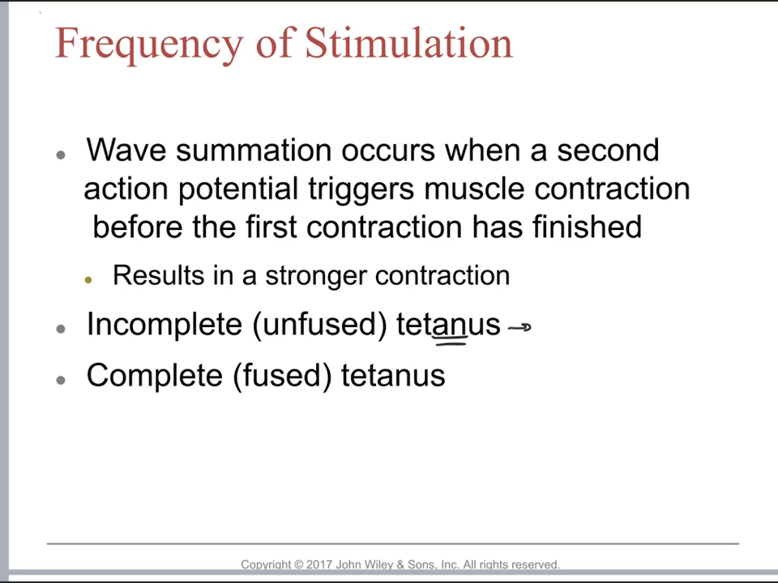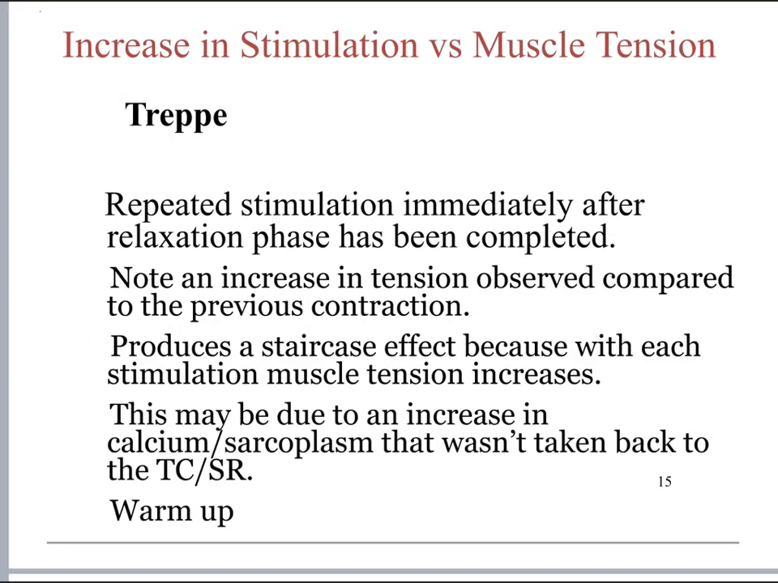It is called tetanus. You get shots for this every 7 to 10 years. So what we're trying to do is prevent that bacteria from causing a complete or incomplete type of tetanus. That's that lockjaw scenario. So there's two types of tetanus, fused and unfused. It's also called incomplete and complete. So we're going to put it to graph and identify an increase in stimulation versus the muscle tension.